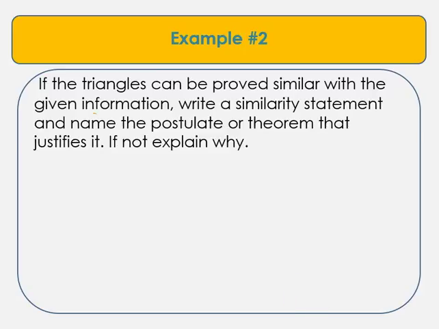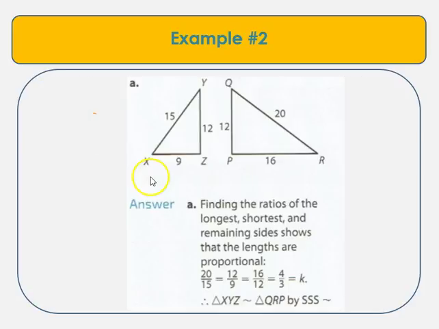In example 2, if the triangles can be proved similar with the given information, we'll write a similarity statement and name the postulate or theorem that justifies it. So let's look at part A of example 2. We have two triangles.